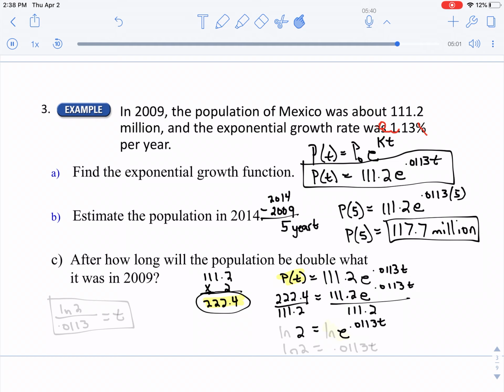Now we're trying to solve for t, so we're going to ln both sides. On the left side, we have ln of 2, but on the right side, look what happens. ln of e, remember, that's a base e of e, which is just 1, so we actually have equals 0.0113t. Now we're going to divide both sides by 0.0113, so we get ln of 2 divided by 0.0113, and that equals t, and that's the answer. Of course, you would put that into a calculator.